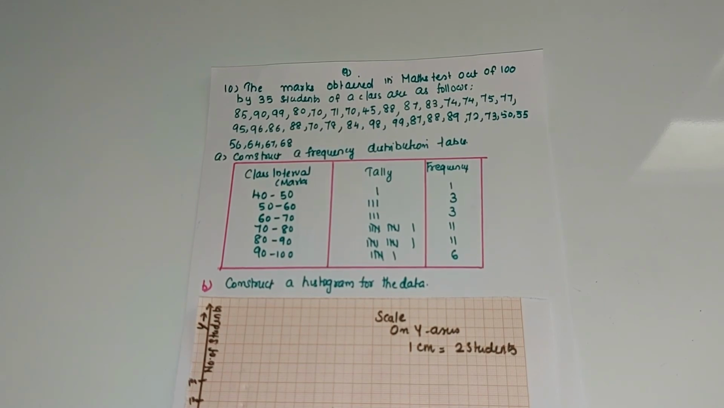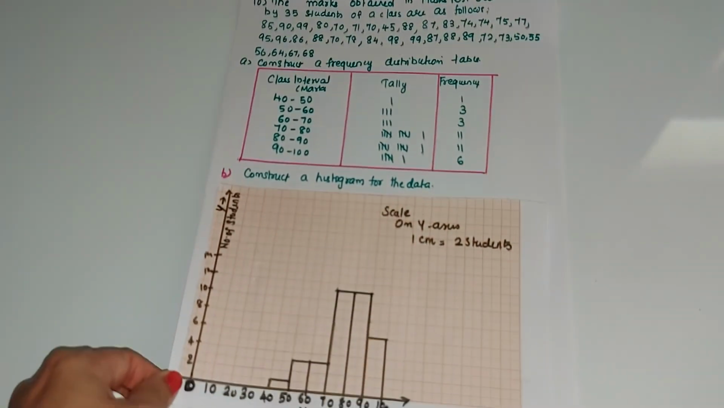So 40 to 50 there is 1 student, 50 to 60 there are 3 students, 60 to 70 there are 3 students, 70 to 80 there are 11 students, 80 to 90 11 students, and 90 to 100 6 students. So we got a frequency distribution table. Using that table you can draw the histogram.